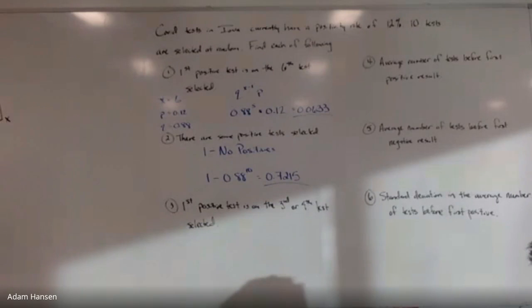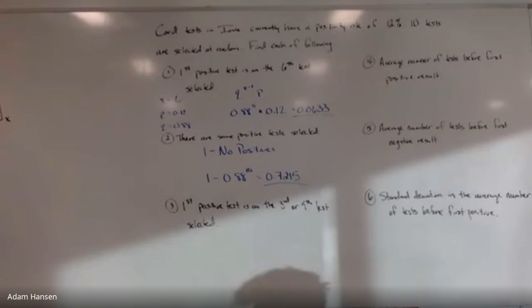The first positive test is on the 3rd or 4th test selected. What do we do here? The first positive test on the third test picked or the fourth test picked? So I need to take the sum of those two outcomes, because can't it happen more than one different way? I could get the first positive test result with the third test I pick, or the fourth test. So add those two probabilities together.